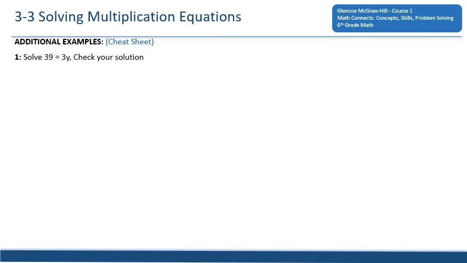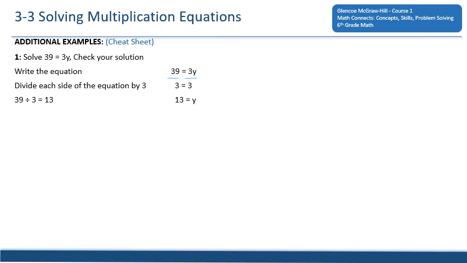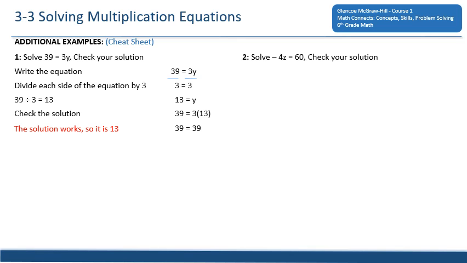Additional examples. Solve 39 equals 3y. Check your solution. So 39 equals 3y. Because it's multiplication, 3 times y, we're going to divide 3 out of both sides. And we get 13 equals y. And then to check, we plug in 13 for y, and we get 39 equals 3 times 13. And we know that's correct.